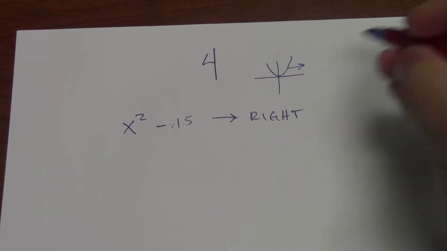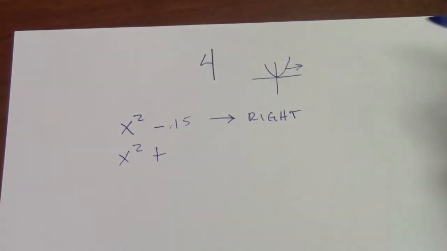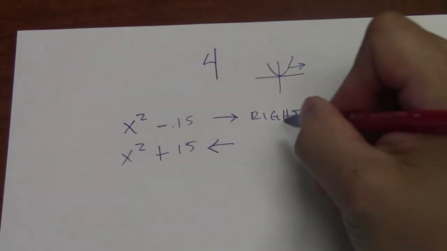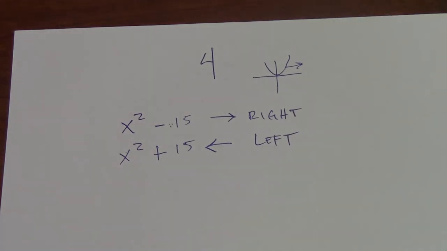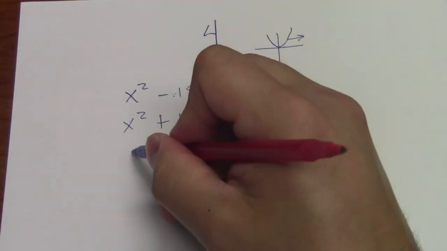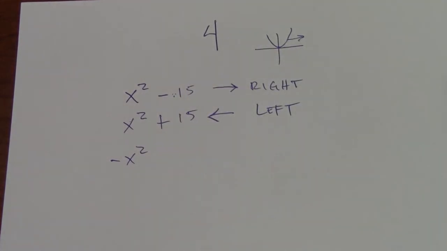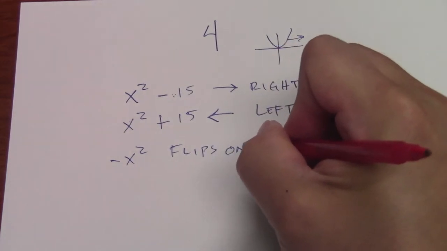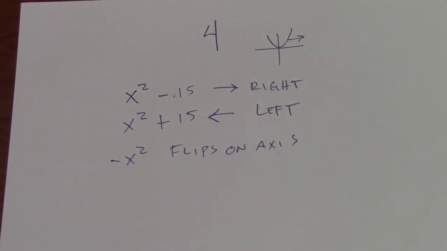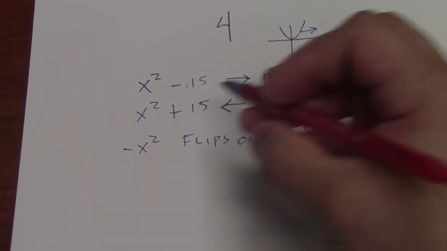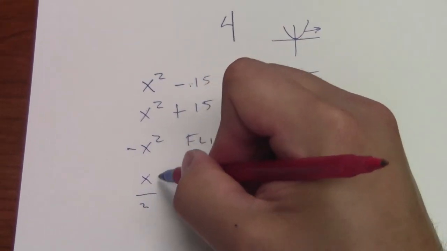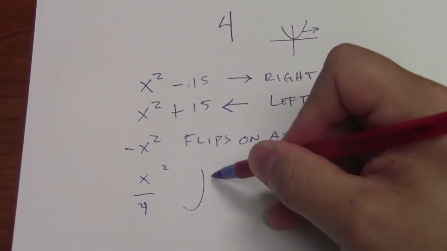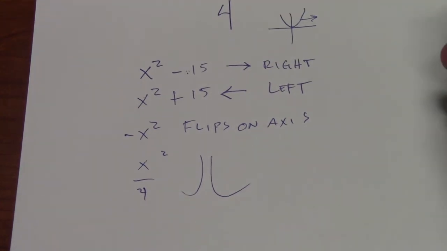All right. If you have an x squared plus a number, your graph is going to move to the left. If you have a negative x squared, your graph is going to get flipped. Flips on axis. All right. If you have a fraction squared, then you end up with like mirrored graphs. So just be aware of that.